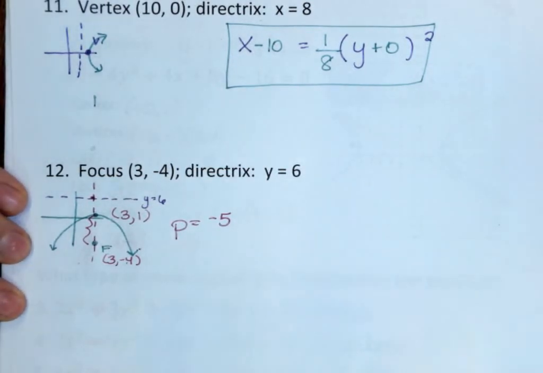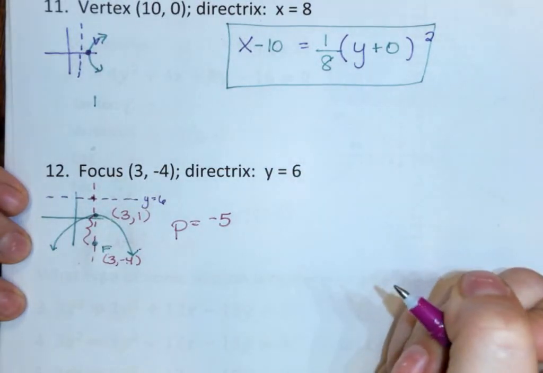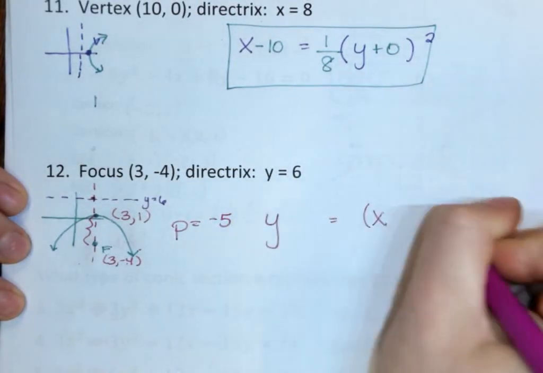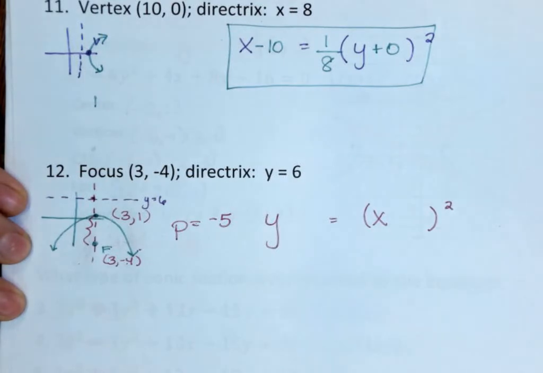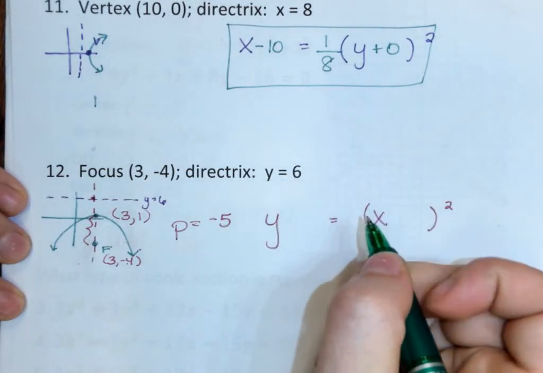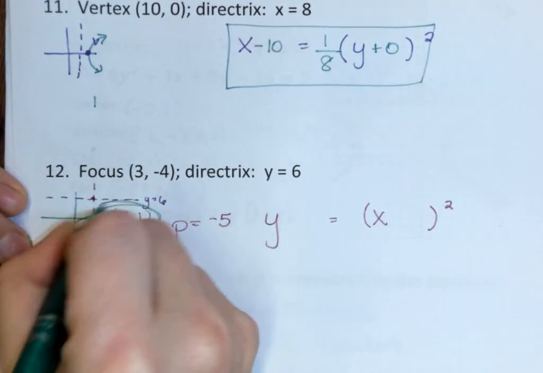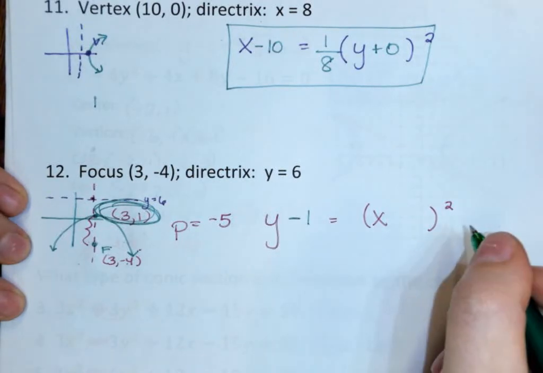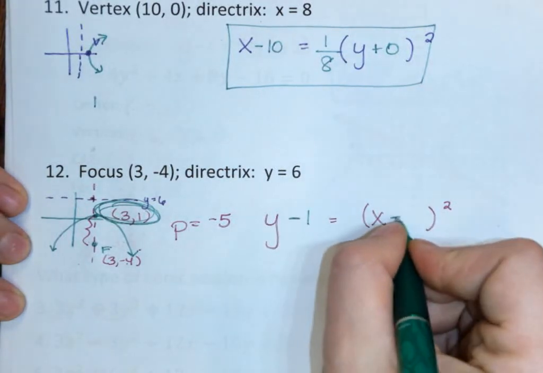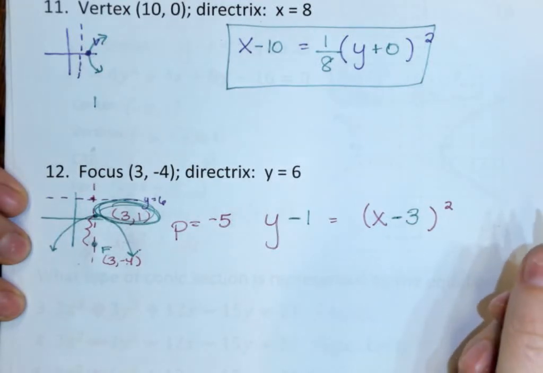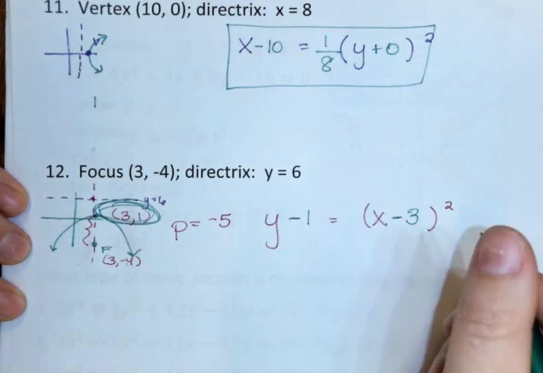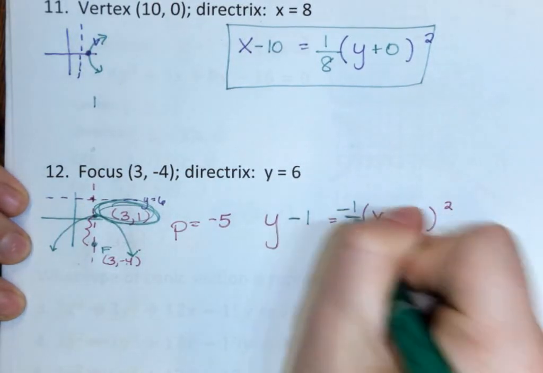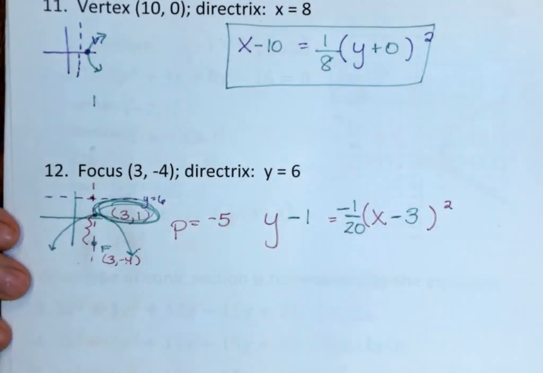Okay. All right, so now we get to write the equation. Which variable is not squared? Y. Okay. Now, what is going to go next to the Y? Just kidding. -1. Good job, Allie. And then what goes next to the X? -3. P was what? -5. So what's going to go here? -1/20.